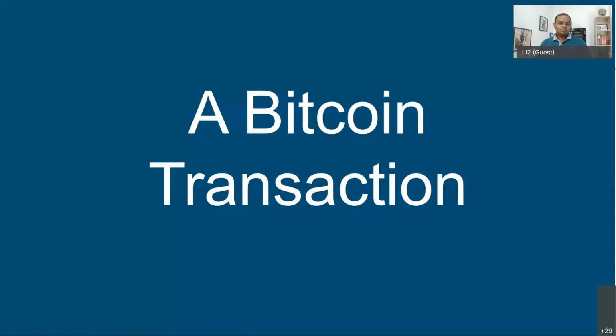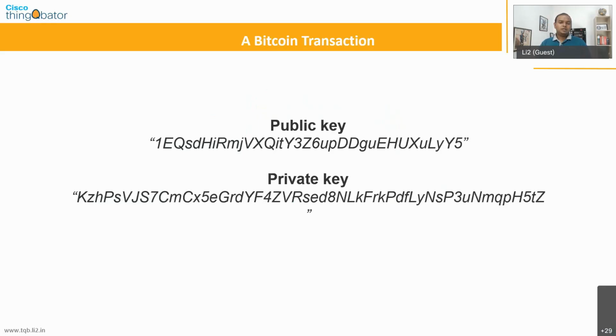So before we talk about a simple Bitcoin transaction, let's try to understand what a Bitcoin basically looks like, right? Bitcoin is nothing but a set of keys, a public key and a private key. As you can see here, it is using an RSA algorithm to generate these keys, which is very difficult for any individual to remember. For that reason, we use wallets.